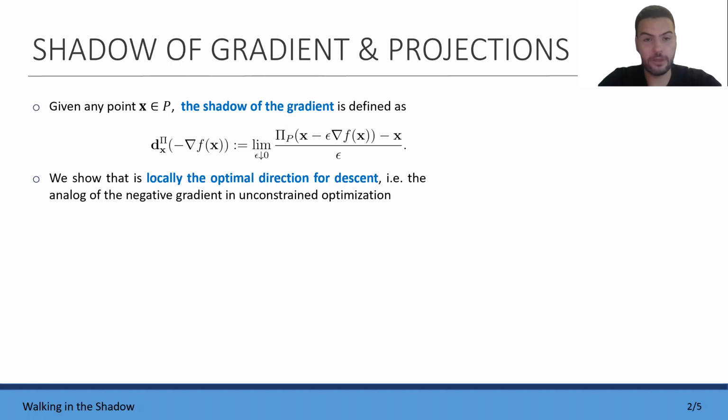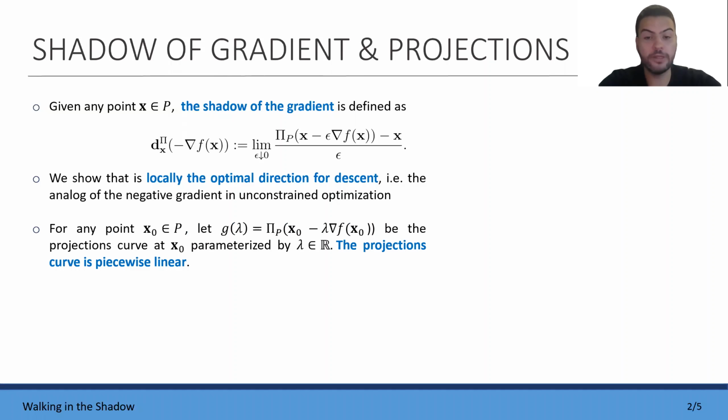So why do we care about the shadow of the gradient? Because we show that it is locally the optimal direction for descent. In other words, it is the analog of the negative gradient in unconstrained optimization. Furthermore, for any point x0 in the polytope, we define g of lambda to be the projections curve at x0 parametrized by the step size lambda. We show that this curve is piecewise linear.